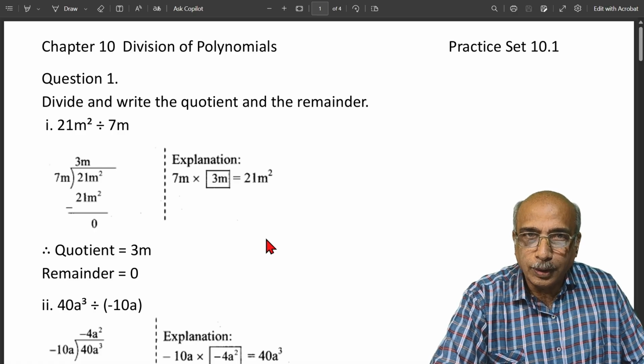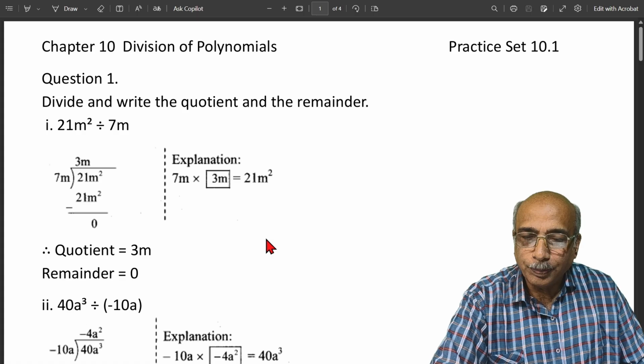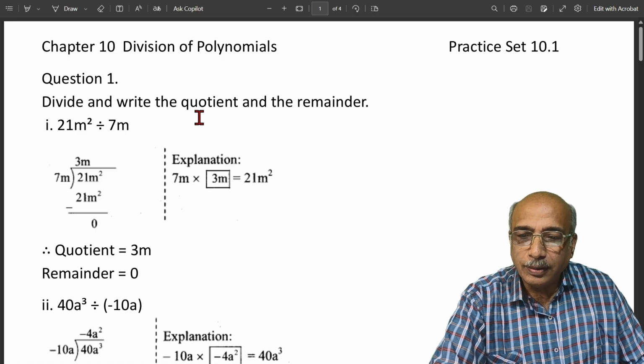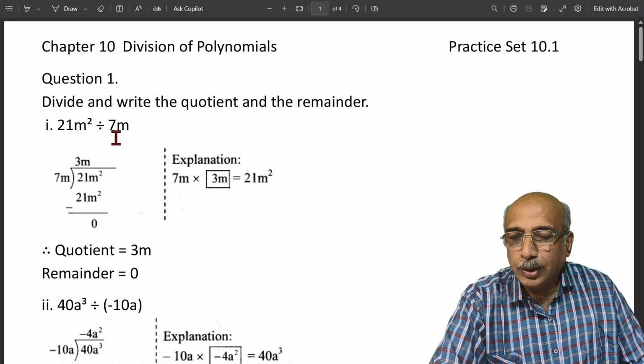Hello children, today we are going to start with practice set 10.1. Divide and write the quotient and the remainder. First problem, 21m square divided by 7m. So here we will do the division method as we used to do. 21m square divided by 7m.